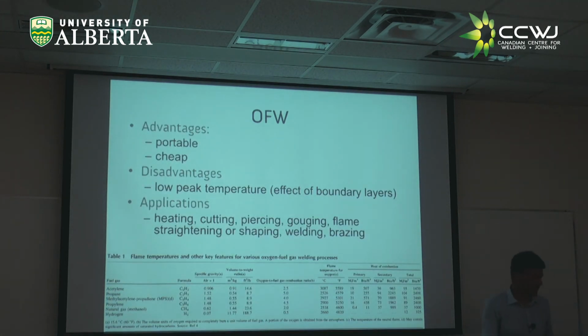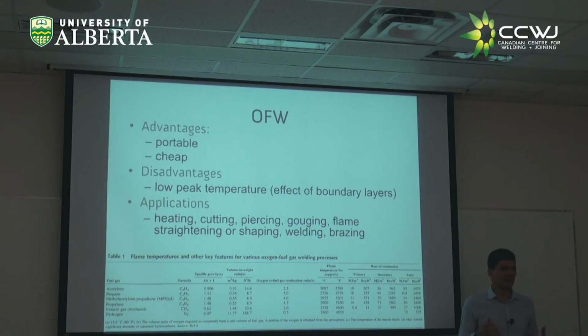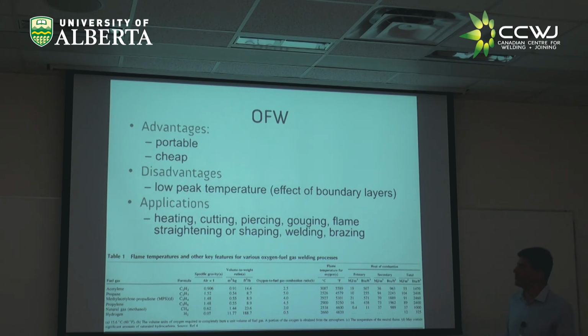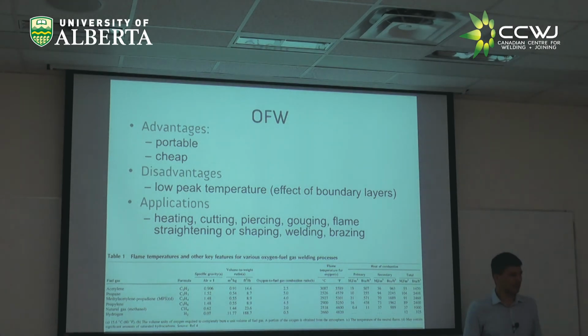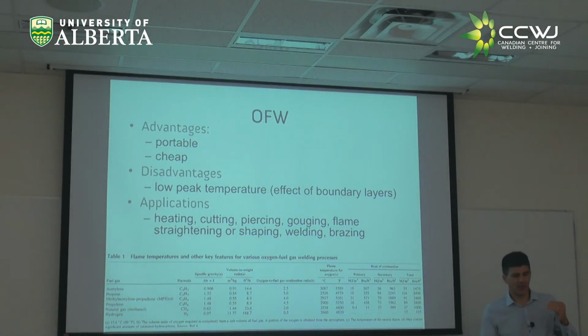What are the advantages of this system? Well, this is even cheaper than a welding machine, right? Than an electric welding machine. You just have the cylinders. You can take it anywhere. It's very, very cheap and portable. You don't need electricity, which is an advantage. The disadvantage is the peak temperature is not very high.